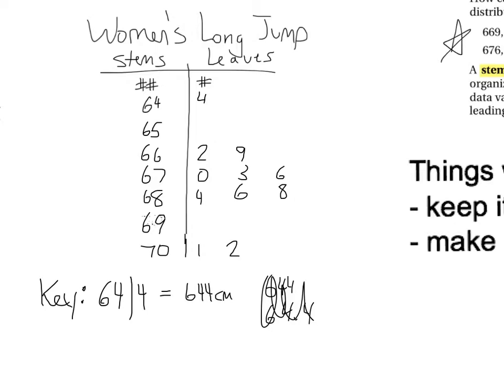So when they read that, they know this does not mean 64.4. This does not mean 67.0. This means 644 centimeters, right? So there's your key.